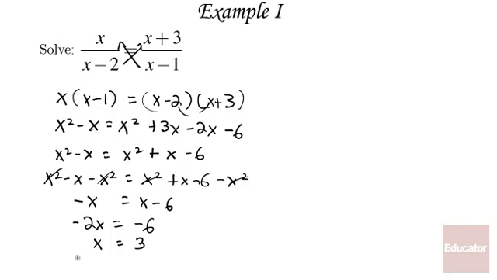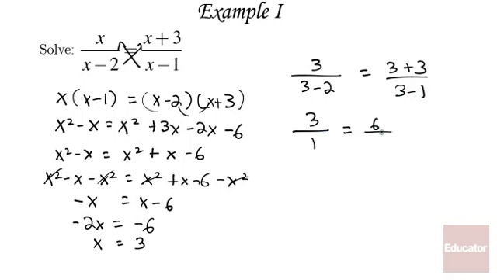And I did not use the LCM method, so I don't actually have to go back, but I can go back and double check if I want. I'll see that 3 minus 2 equals 3 plus 3, so I'm substituting 3 wherever there's an x. That's going to give me 3 over 1 equals 6 over 3. 3 equals 3. This is a valid solution.